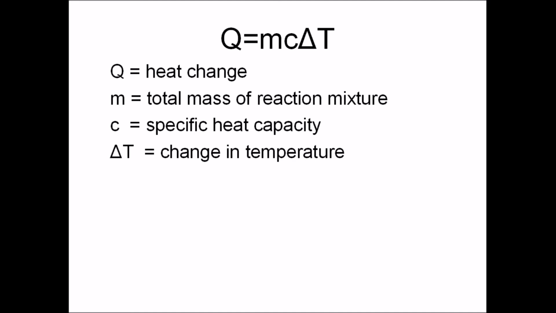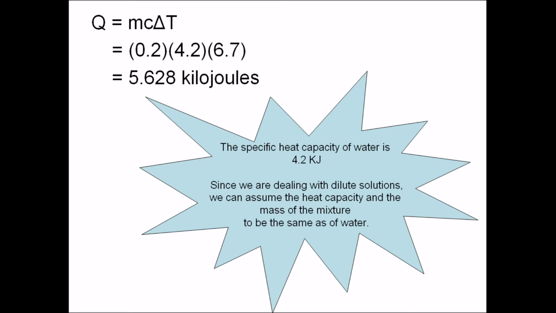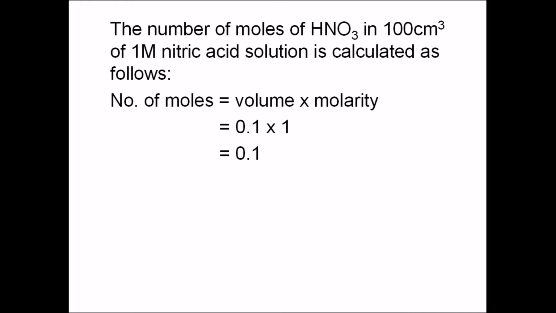The formula we'll use is Q = mcΔT. In this formula, Q is the change in heat, m is the total mass, c is the specific heat capacity, and ΔT is the change in temperature. So you substitute everything into the formula to get 5.628 kilojoules as your heat change.